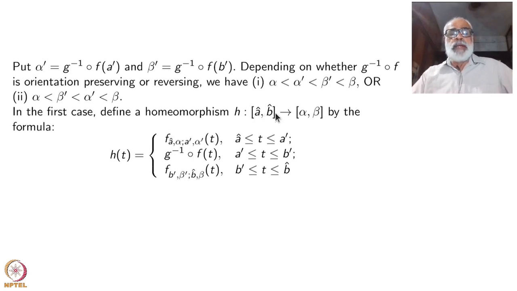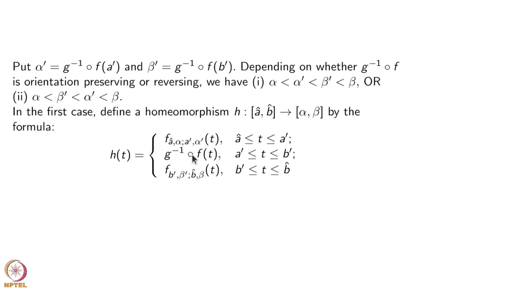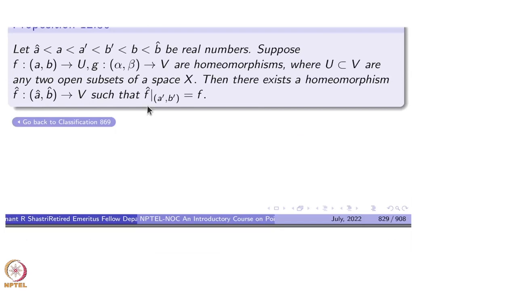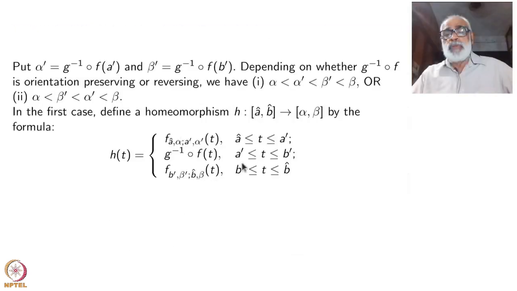H from (A hat, B hat) to (alpha, beta) is given by the formula: A hat is mapped to alpha, A prime is mapped to alpha prime. This is a linear map, an affine linear homeomorphism between A hat and A prime. The second one is just G inverse of F(t), wherein I don't want to change my F, namely on [A prime, B prime]. So between A prime and B prime, it is G inverse composite F.